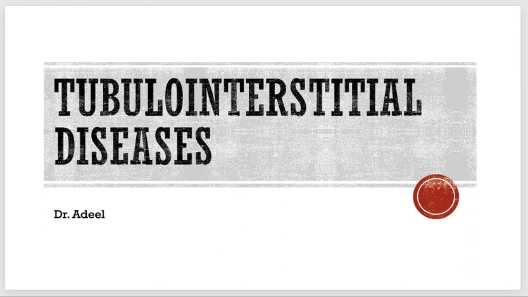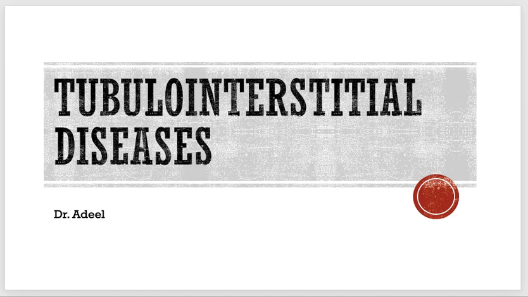So what are tubulointerstitial diseases? If you know the structure of the nephron, there is the glomerulus, proximal convoluted tubule, loop of Henle, distal convoluted tubule, and collecting ducts. There are many different types of tubular disorders. As we know, all the diuretics also act on these tubules.